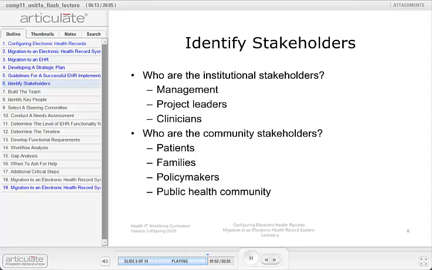Community stakeholders are also important to the process of implementing the transition to EHR. These stakeholders can be patients, their families, policymakers, especially at the local and regional level, and the public health community involved in the reporting and population aspects of healthcare delivery. Representatives of community stakeholders are often asked for input during EHR selection and implementation. This allows for a more robust product to be selected, one that best serves the needs of the diverse people who will use it.